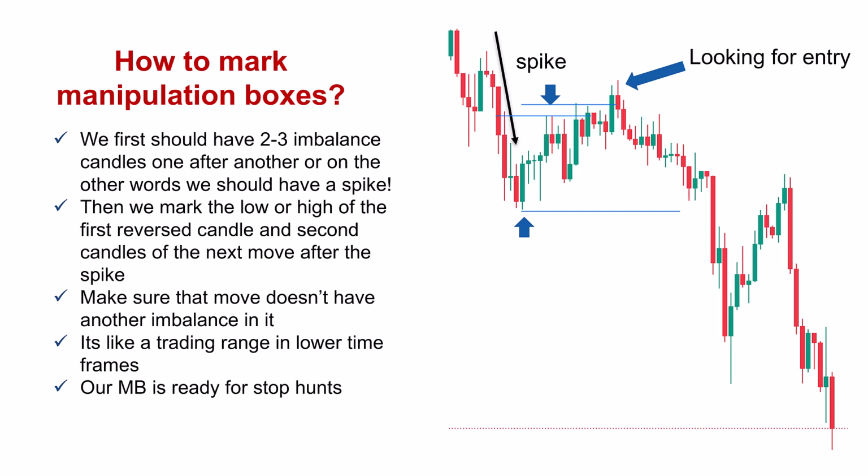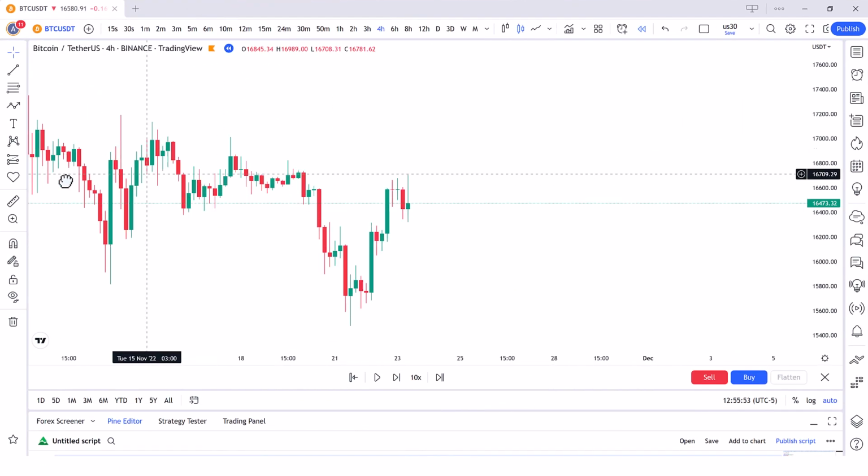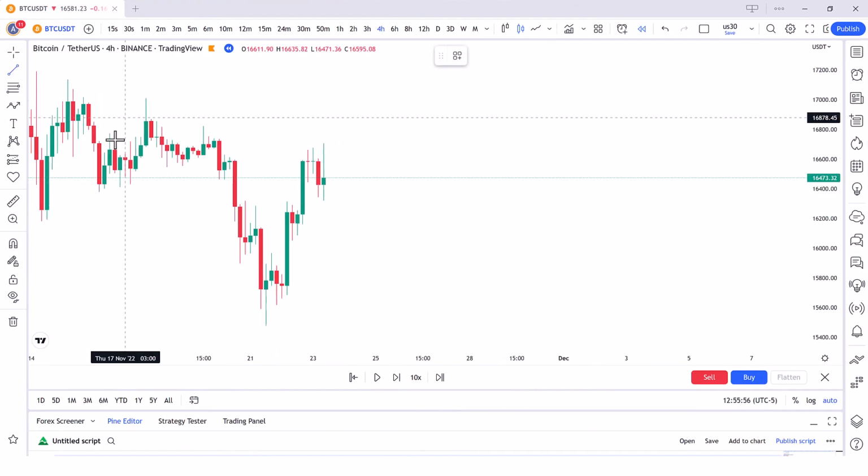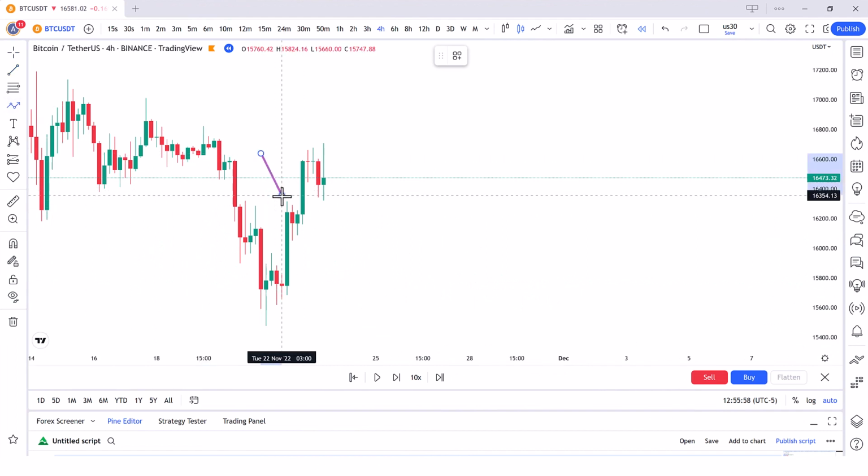Let's see these concepts on charts and see what is an imbalance. How do we mark and use them? You can see that we have our spike here.